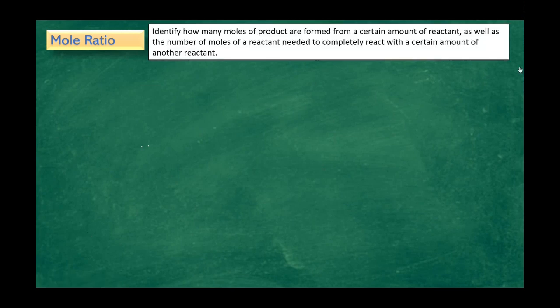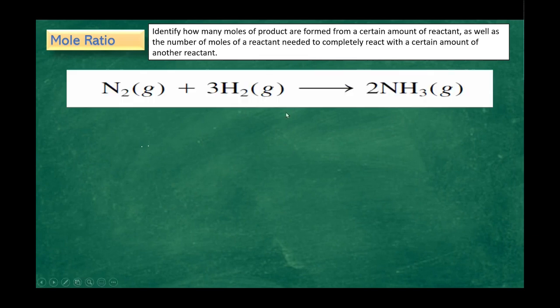To the next part of stoichiometry. So we have mole ratio. When we say mole ratio, class, this is to identify how many moles of product are formed for a certain amount of reactant, and the number of moles of a reactant needed to completely react with a certain amount of another reactant. So this is mole ratio. This is easy, however, you need to have a balanced equation.